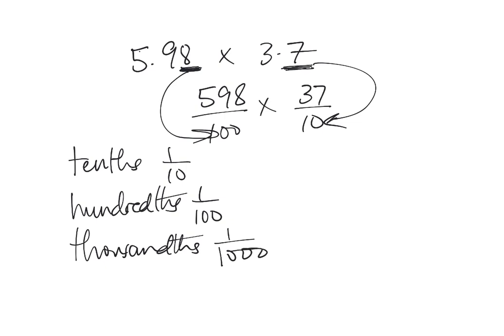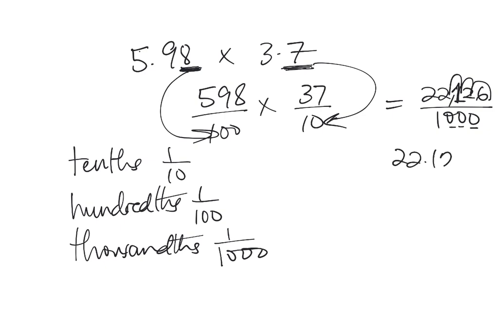So now we have 598 divided by 100 times 37 divided by 10. So we have 598 times 37. We have 22,126 divided by 1,000. That is very important there because now we're going to apply the 3, right? There's 3 zeros in the denominator. So we go 1, 2, 3. So 22.126. That would be the answer to that particular problem. So you multiply them like regular multiplication, and then you move the decimal points over. If you have any questions on that, let me know, but that's the principle you're using.